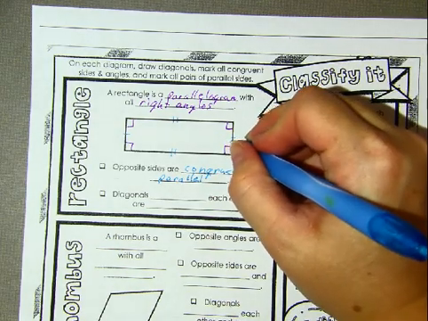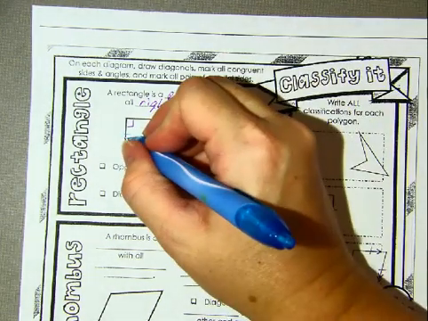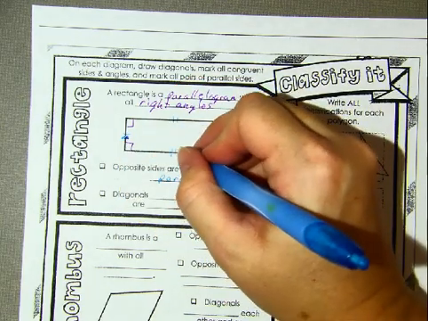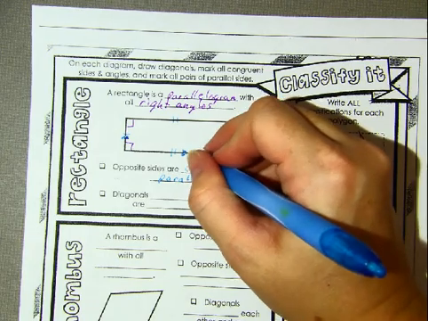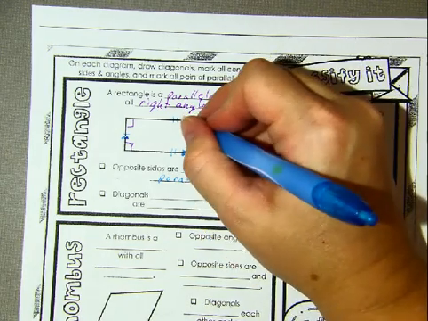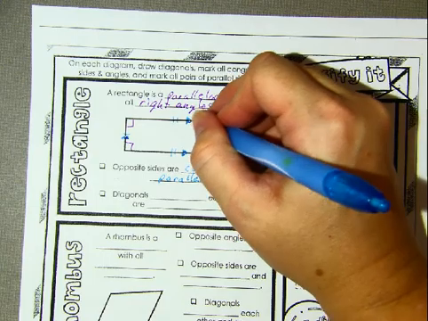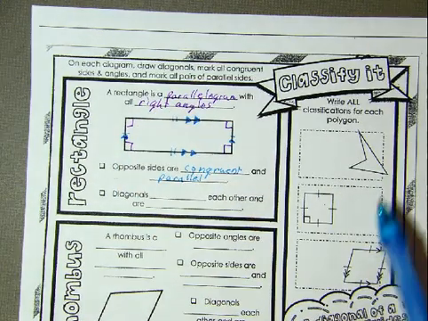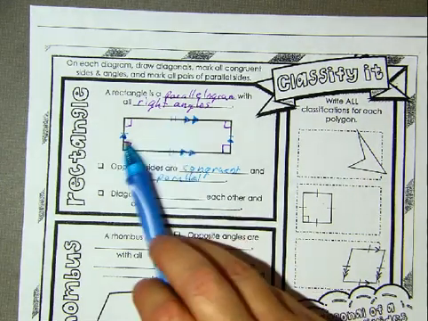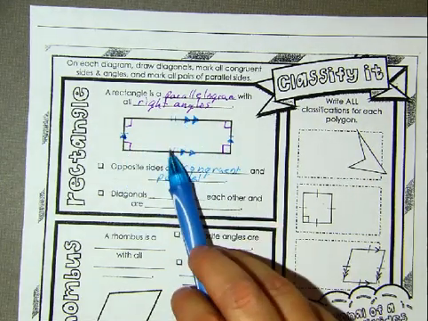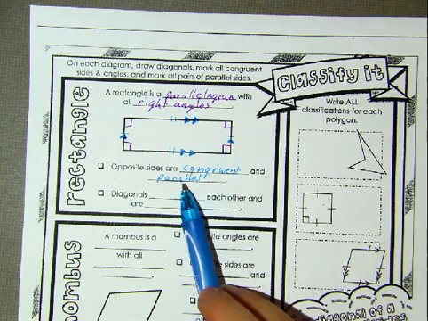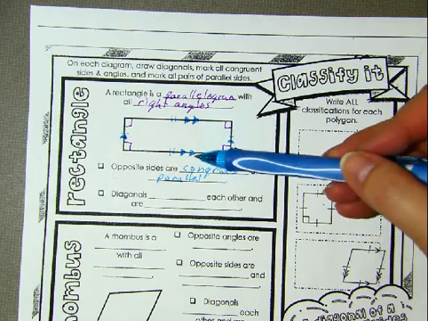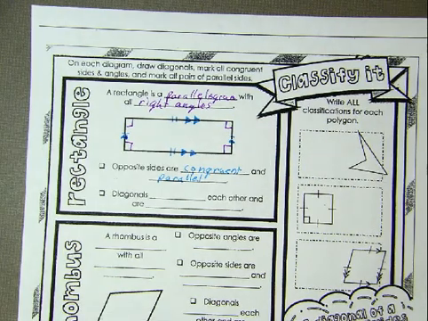So congruent, remember that's the little hash mark. Parallel, we use the little arrows. All right, so we have congruent marked with two hash marks on these sides, one on these, and then parallel marked with one arrow on those opposite sides, two arrows on those opposite sides. Okay, let's move on to the next one.